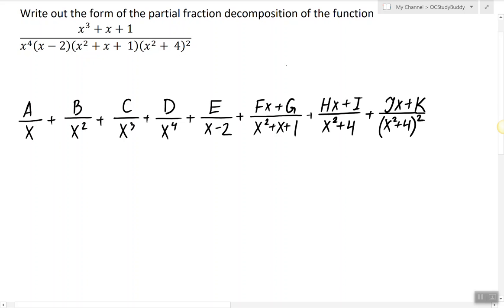Therefore, we're done creating the decomposition. So this was the easiest part. The hardest part is actually figuring out the constants. But in this problem, the question is not about finding the constants, but just writing out the decomposition in general form.